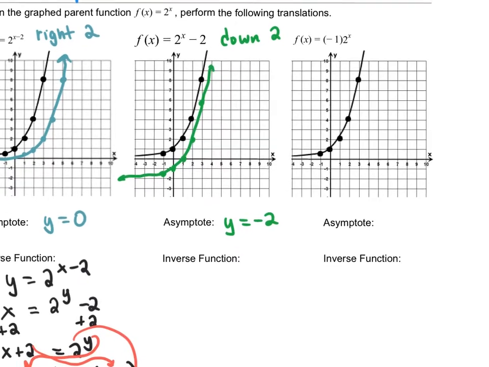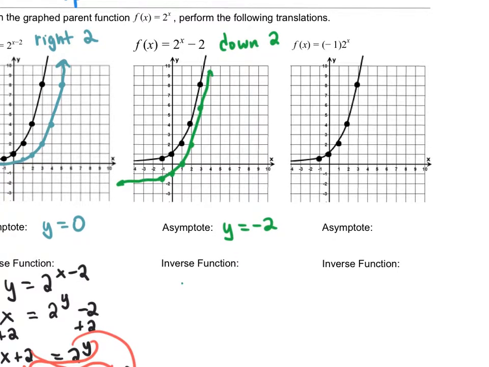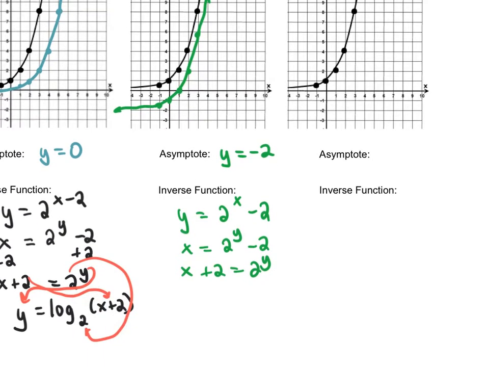We can look at the inverse function of this one as well. So we have y equals 2 to the x minus 2. So I will do the same thing. x equals 2 to the y minus 2. I'll add 2. x plus 2 equals 2 to the y. And then I can change it to log form. y equals log base 2 of x plus 2.